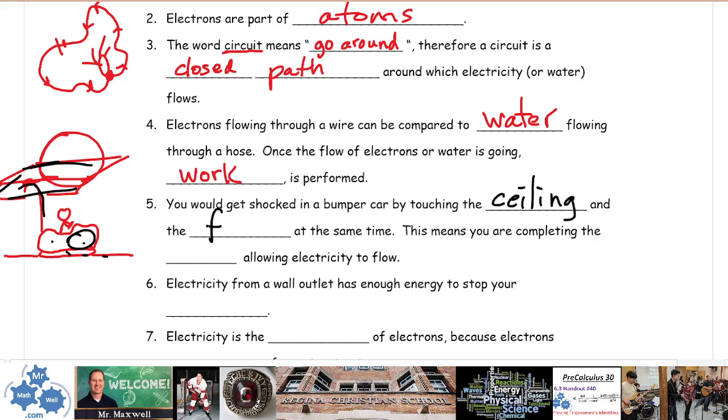Okay, so you would get shocked in a bumper car by touching the ceiling and the floor at the same time. So if you had a really, really tall person, and they were reaching up and could actually touch the top and stand on the bottom as well, they would not be good. They'd be like, ah, light me up.